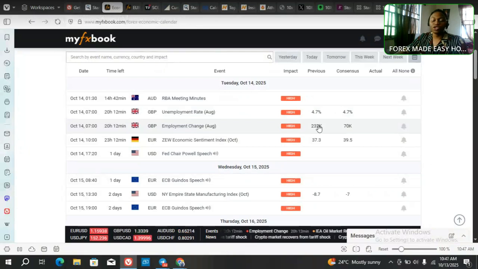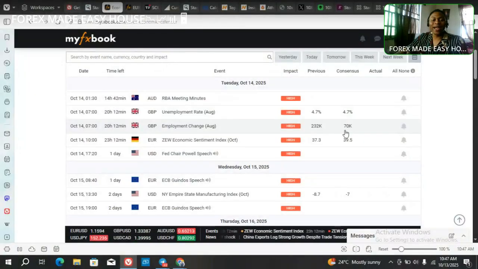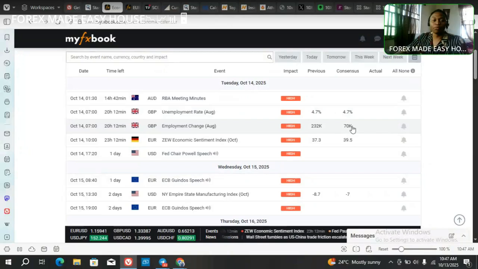Then the employment change, which has to do with those who are employed. The previous figure is 232k, and they're saying that it could become 70k, which is bad. But if you see people higher than 70k, it is good. These are total people who are employed, employment change, the increase in employment. Okay, total people that are employed. So if you see people higher than 70, it is good. If people lower than 70, it is bad.